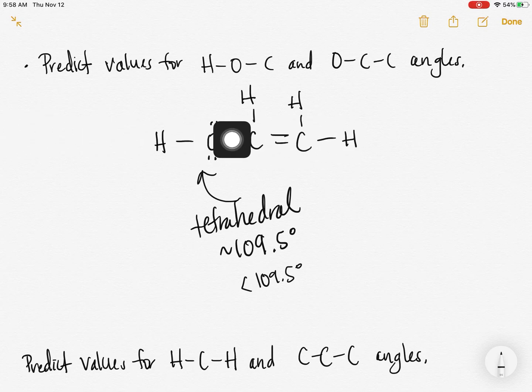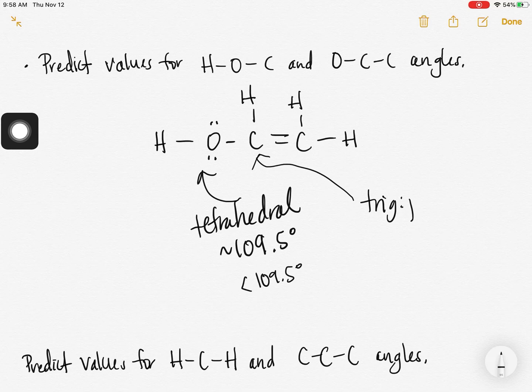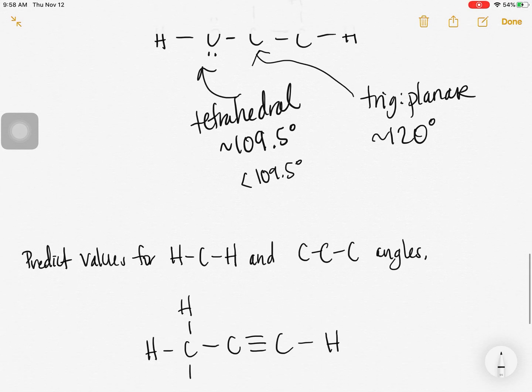And then the OCC bond angle, so what's the geometry surrounding this central carbon? So I have 1, 2, and 3 domains. While they didn't ask for the geometry, that's of course what's going to give us the bond angle. And so that bond angle should be about 120. A little bit less because of the double bond, but close enough.